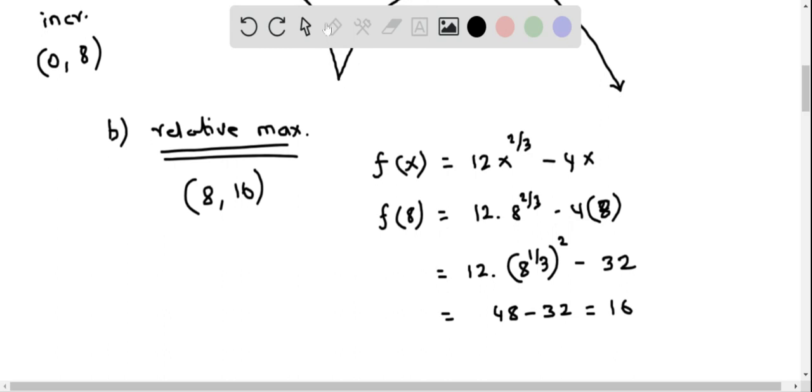Now let's find the relative minimum. That is, we are answering part C.